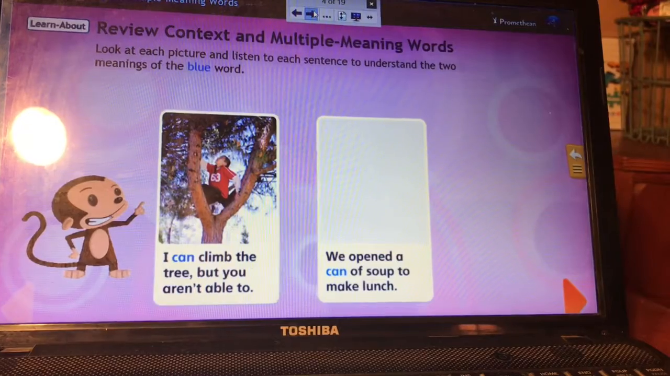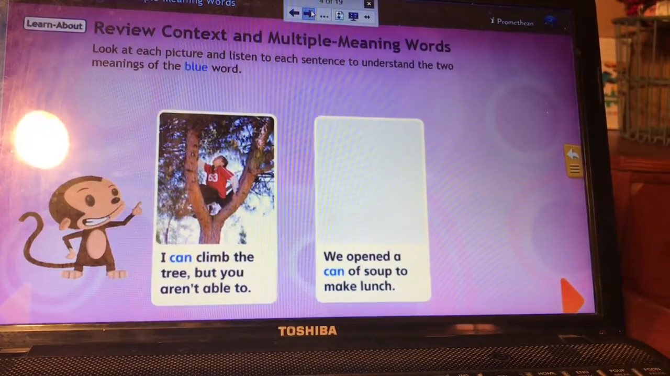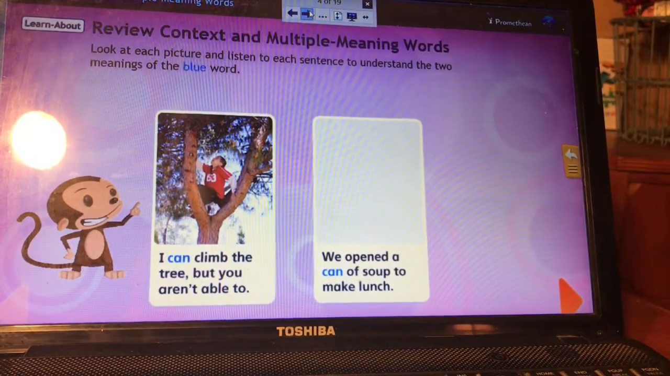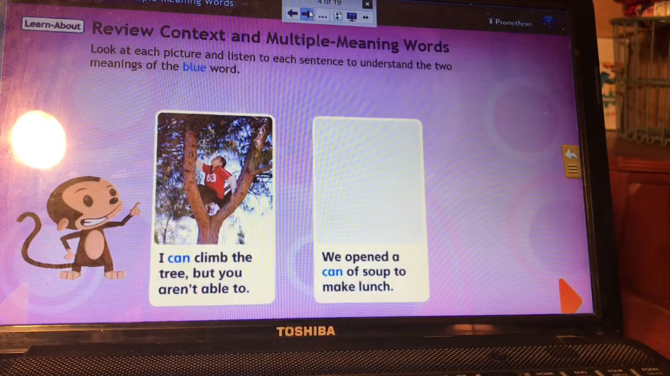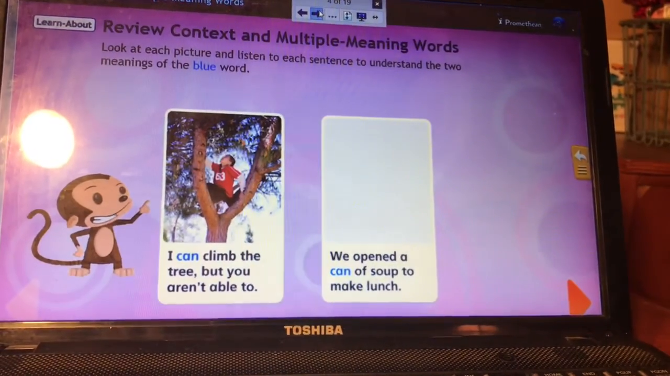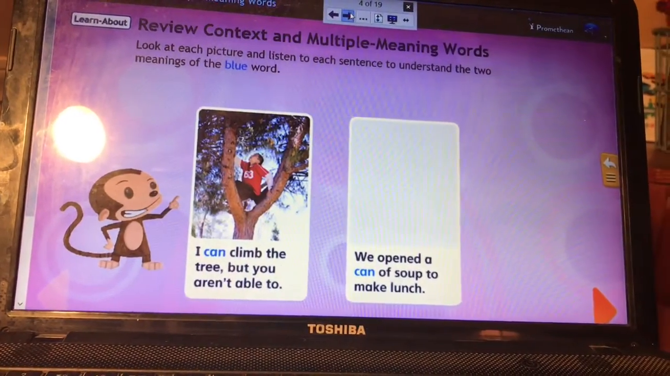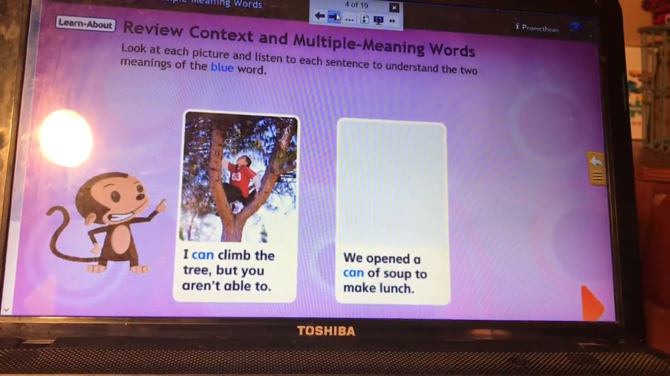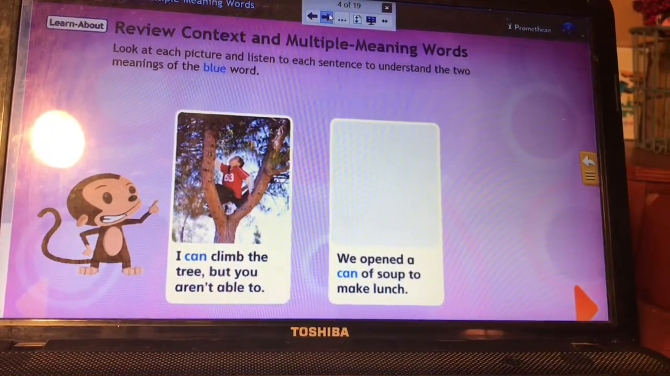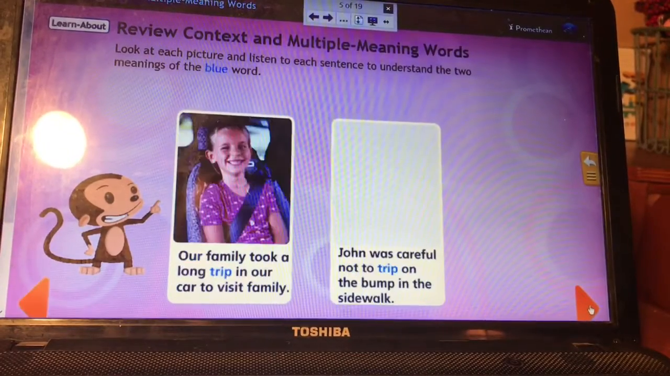So here we have some more examples of multiple meaning words. In the first box it says, I can climb the tree, but you aren't able to. The next sentence says, we opened a can of soup to make lunch. Now the word in blue is can. It is spelled the same. It is pronounced the same. But as you can see in these two sentences, it has two very different meanings. One means you're able to do something, and one is like a container. Let's look at another one.